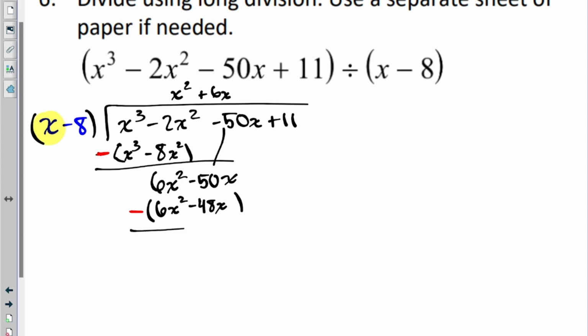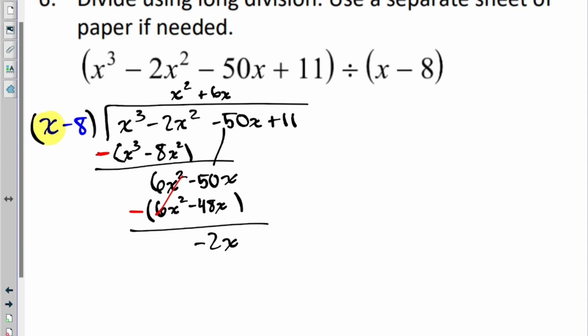Okay. So now we subtract. This thing cancels out, which is what we wanted. Good, right? These go away because it's 6x squared minus 6x squared. And this becomes negative 50x minus negative 48x. Well, that's subtracting a negative, so it's a positive. So this becomes minus 2x right here.